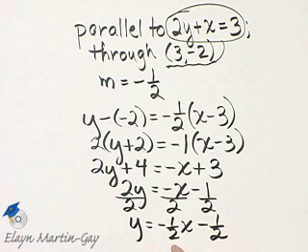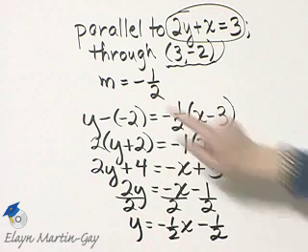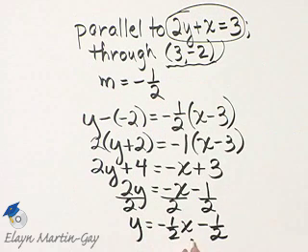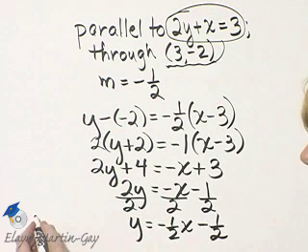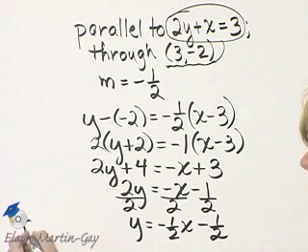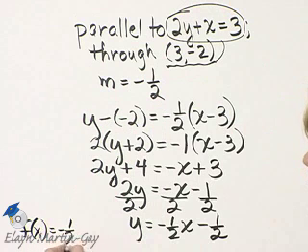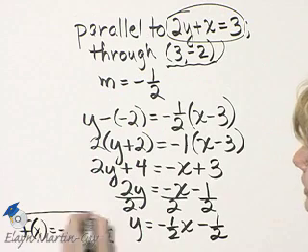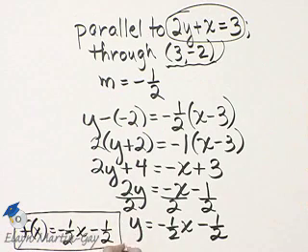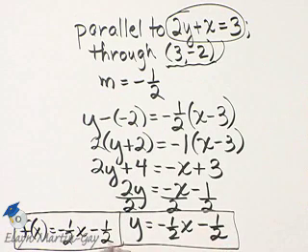Notice there's that slope showing up of negative 1/2, and that's the slope we want. We want to use function notation, so instead of y, I'll just call it f of x. So f of x is equal to negative 1/2 x minus 1/2. It's the same thing. I'm simply using function notation. Instead of y, I called it f of x.